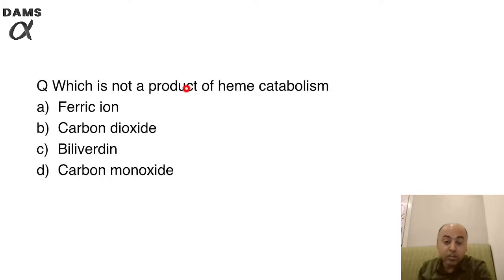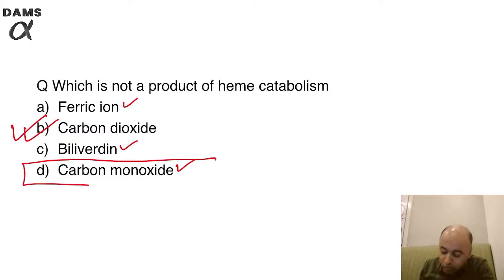Okay, we just mentioned the products of heme catabolism. I told you the ferric iron is seen, biliverdin is seen, carbon monoxide is seen. Carbon dioxide is not seen. Please keep in mind, carbon dioxide is not produced. This is probably one of the only physiological reactions where carbon monoxide is produced during the reaction. Normally we expect carbon dioxide to be produced, but in this case it is carbon monoxide which is getting produced. Alright, so please bear that in mind.